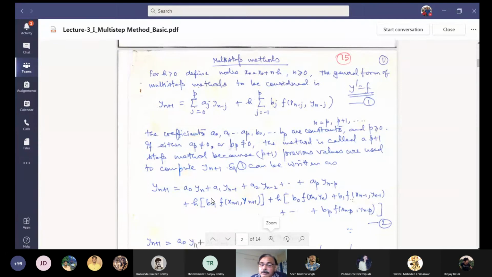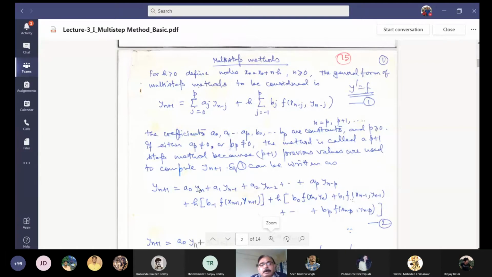You have already seen the PC method, the predictor corrector method. It was the coefficient of f(x_{n+1}, y_{n+1}) which had a major role in the convergence of that PC method. Is that right? Yes, sir. Okay, so that's the reason it is written separately.